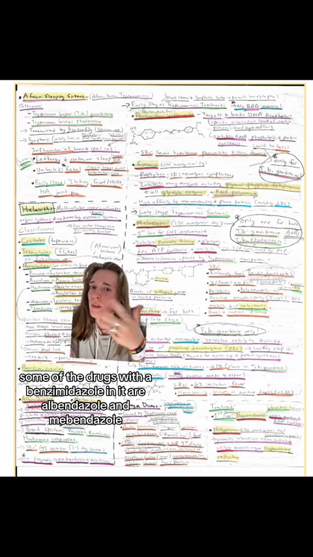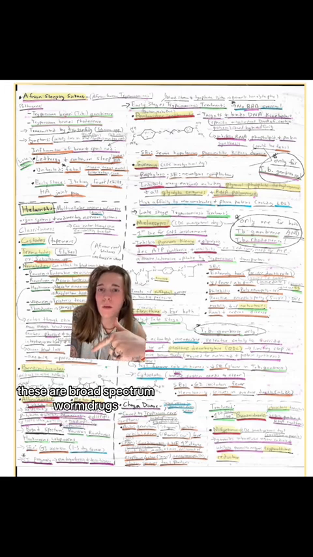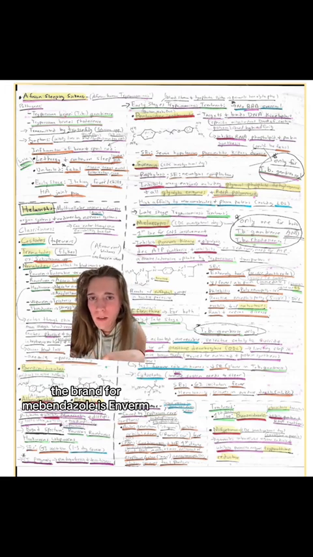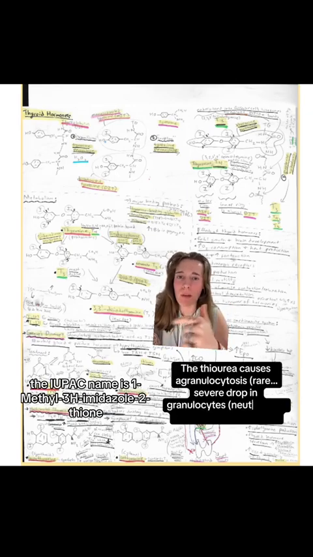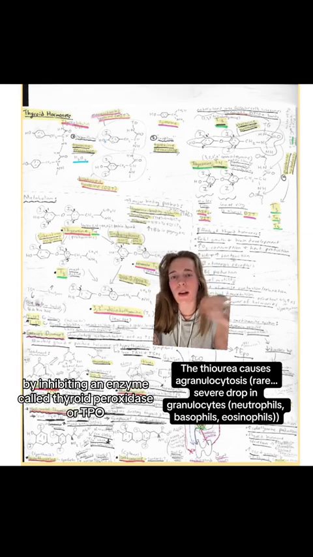Some other drugs with a benzimidazole in it are mebendazole and albendazole. These are broad-spectrum worm drugs. The brand for mebendazole is Emverm. Another drug I'll mention is methimazole or thiamazole. Its IUPAC name is 1-methyl-3H-imidazole-2-thione. It's used for hyperthyroidism like we see with Graves' disease. It inhibits thyroid hormone synthesis by inhibiting an enzyme called thyroid peroxidase or TPO.